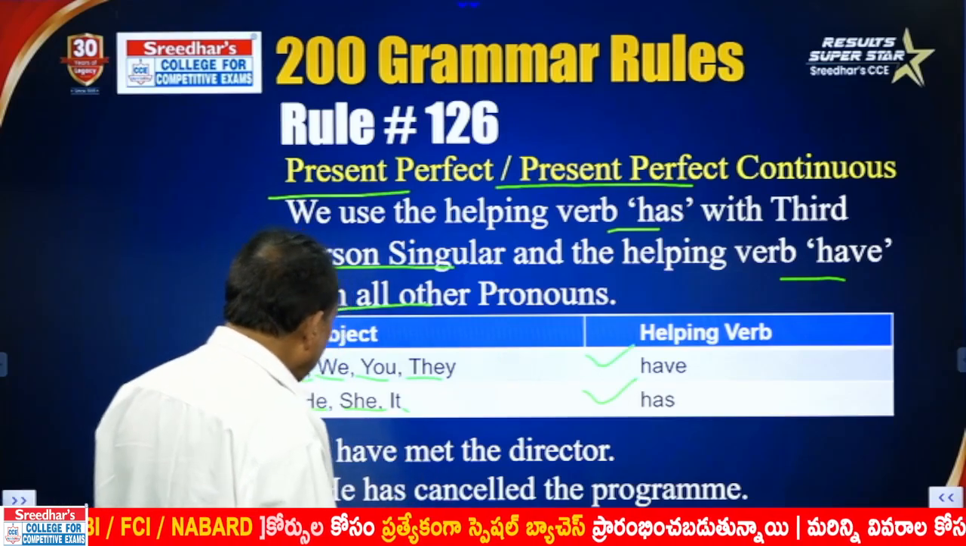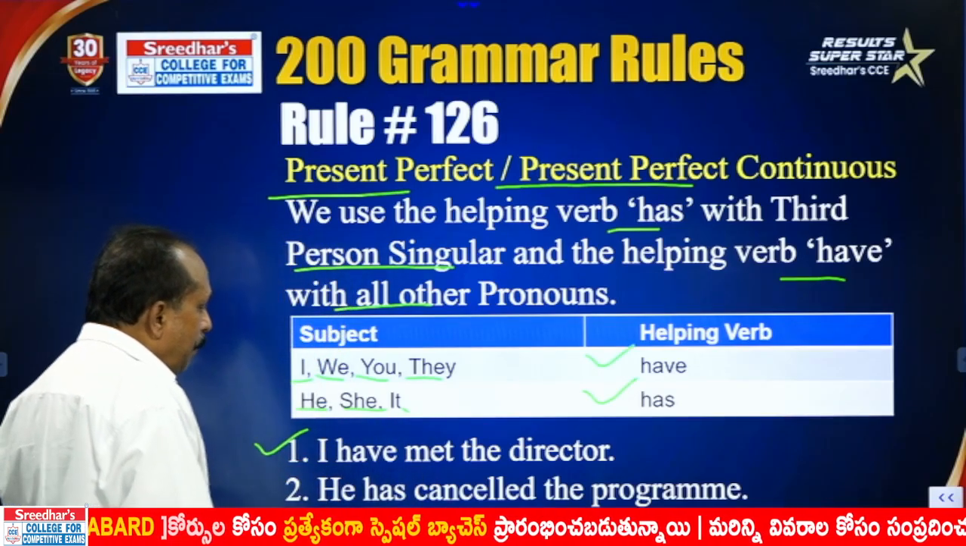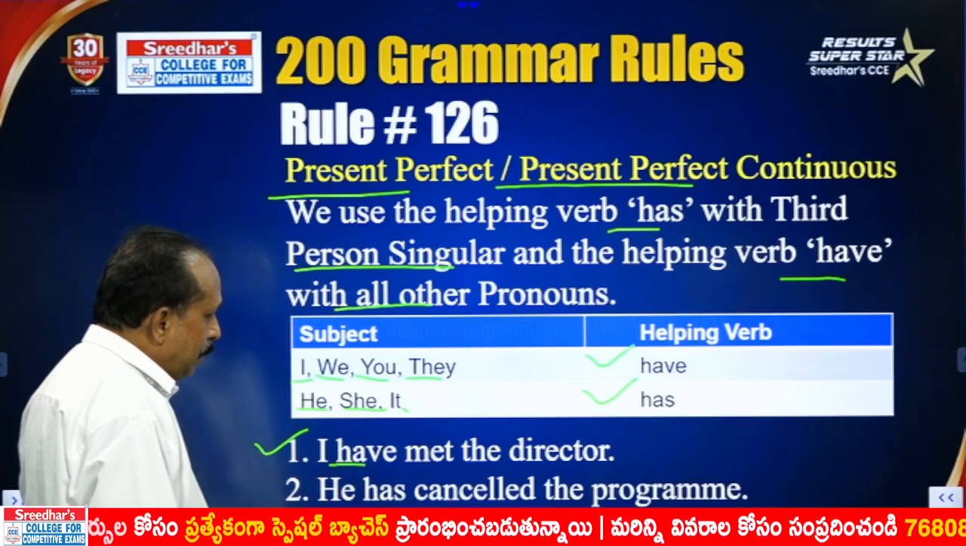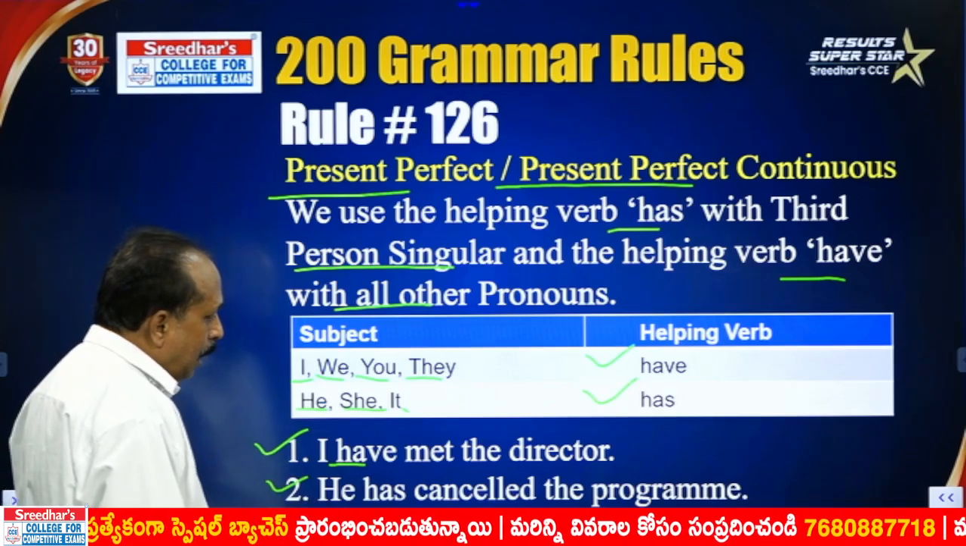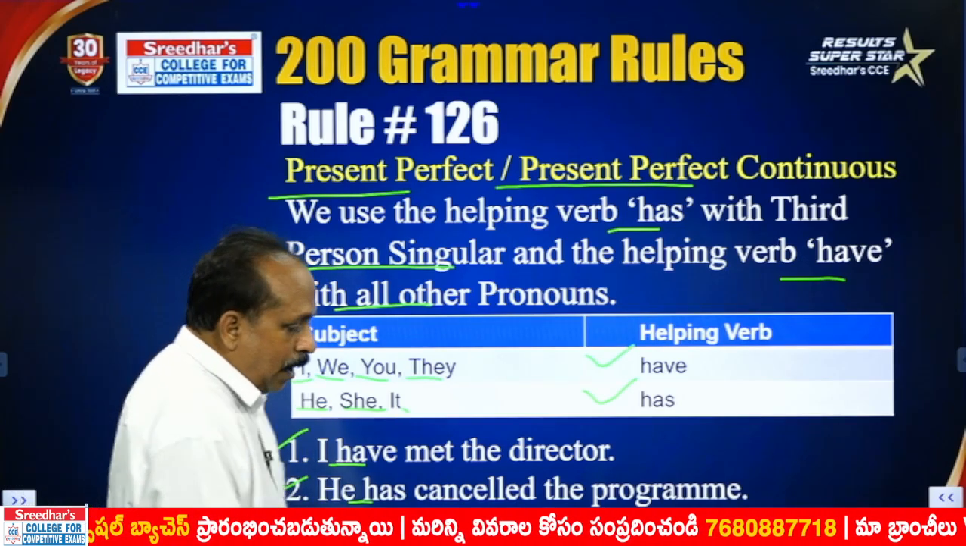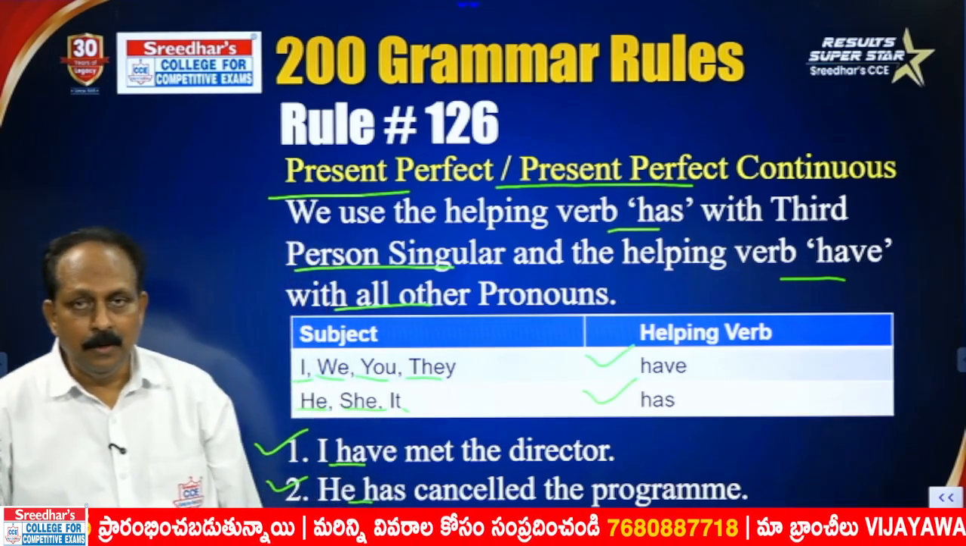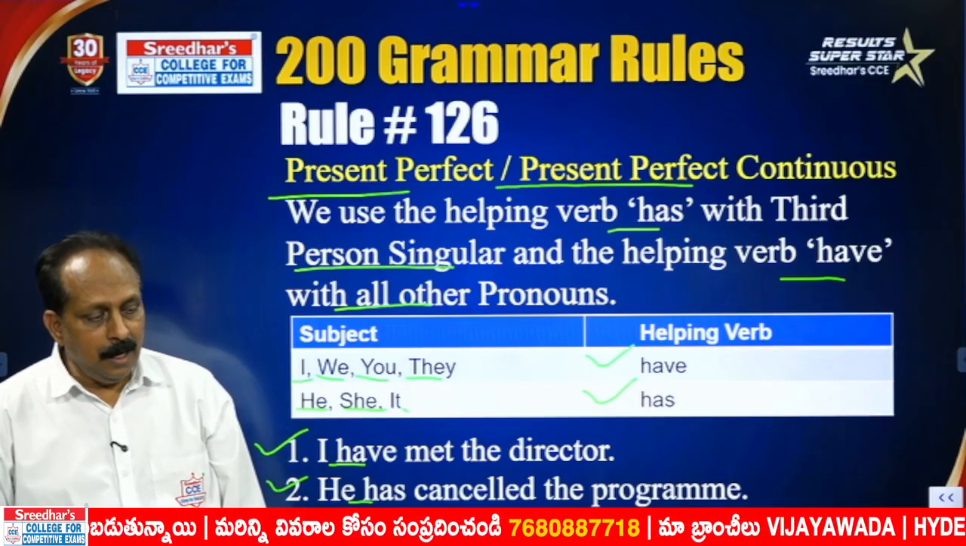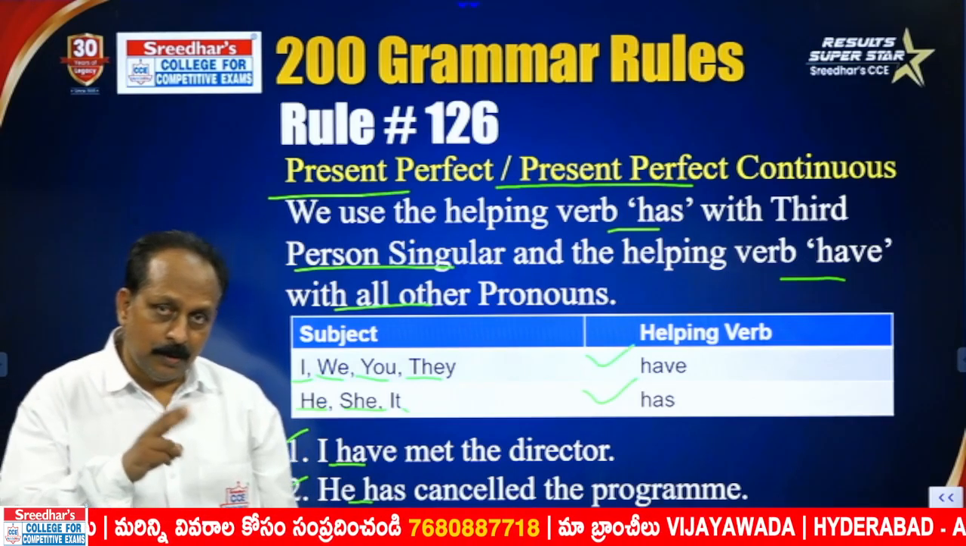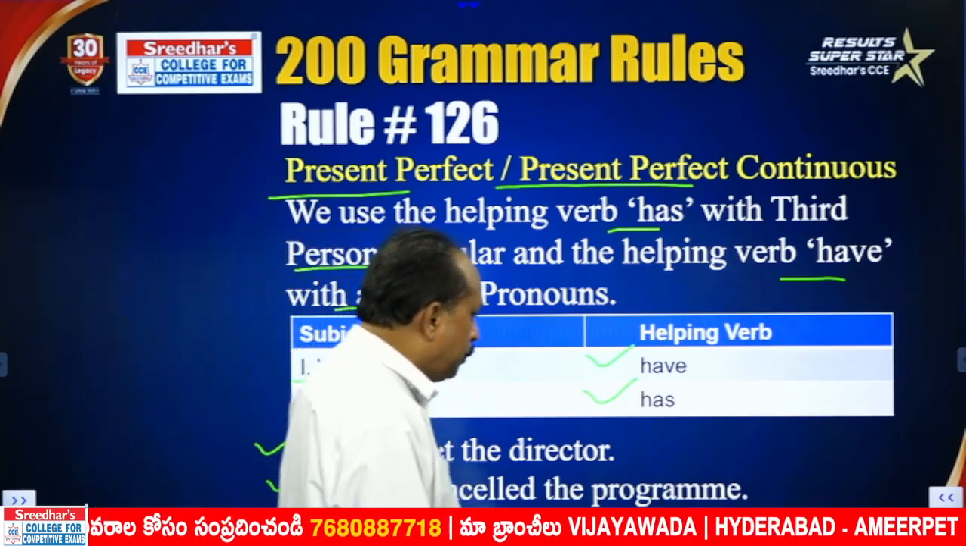An important rule. Look at the examples. I have met the director. He has cancelled the program. I, we, you, they have. He, she, it has. And do remember these two tenses are very important based on the uses.